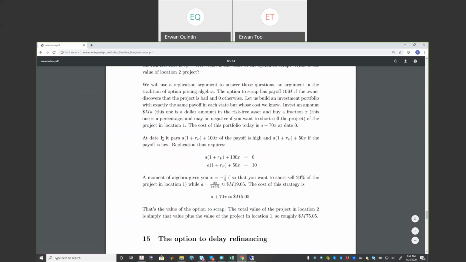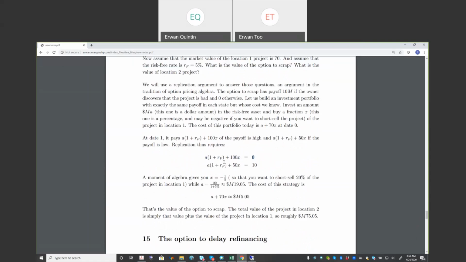What we did graphically on our PowerPoint boils down to this. I need the payoff when the project is worth 100 to be the same as the option value, and I need the payoff when the project is worth 50 to be the same as the option payoff when the project is worth 50. So this is a system of two equations in two unknowns. Remember that I know that the risk-free rate is 5% in this case. So RF is not an unknown. So how do I solve this?